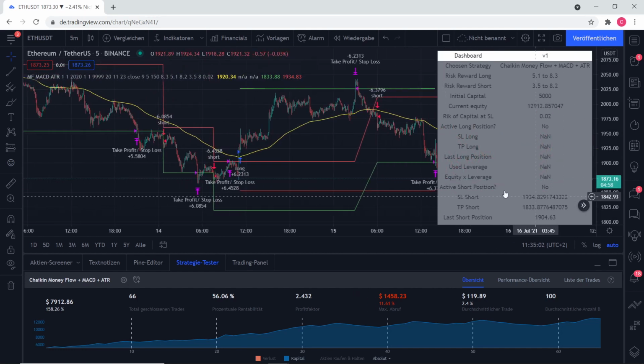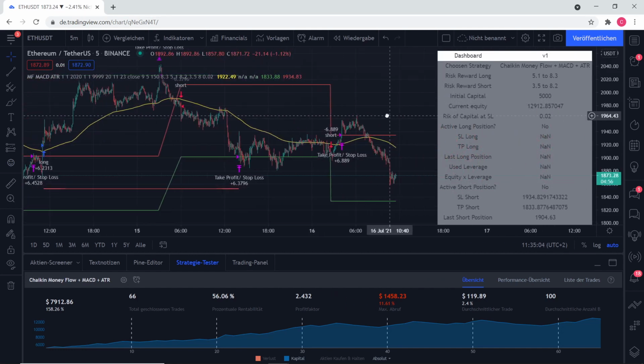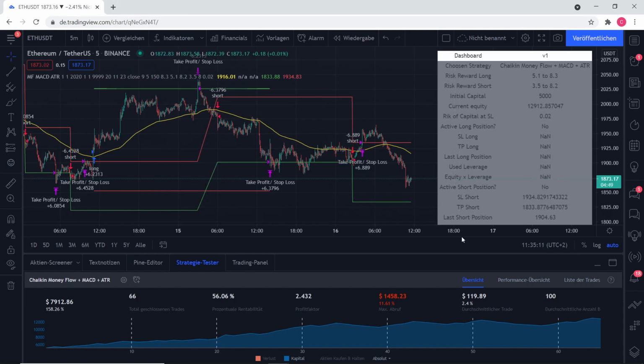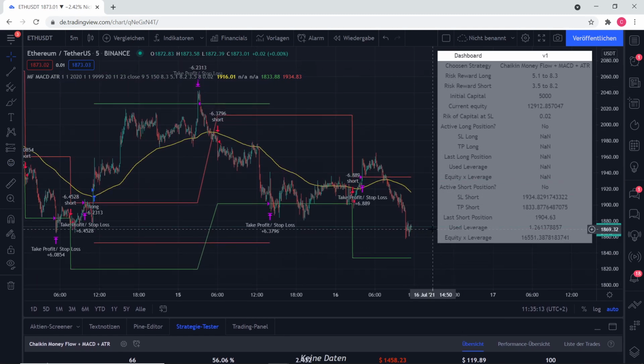If a position is open or was recently, you can see the last stop loss, take profit and the last position. In order to risk exactly 2% when the stop loss is reached, it is sometimes necessary to use a leverage. You can see the value under used leverage. The total amount of money used for this trade.